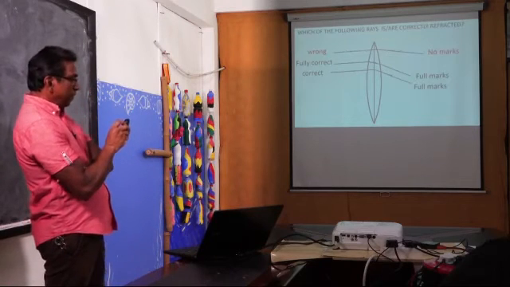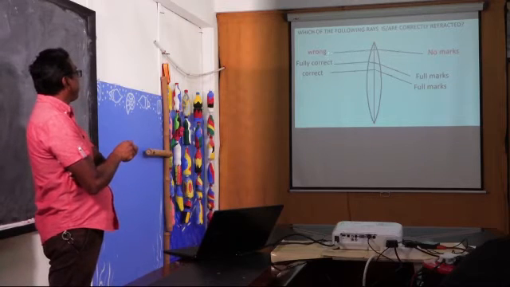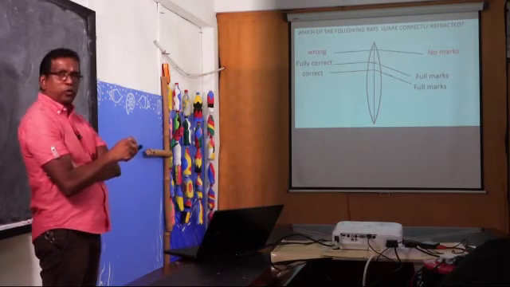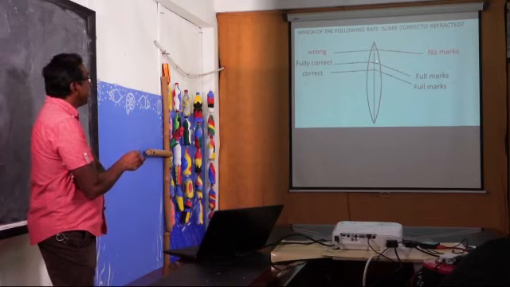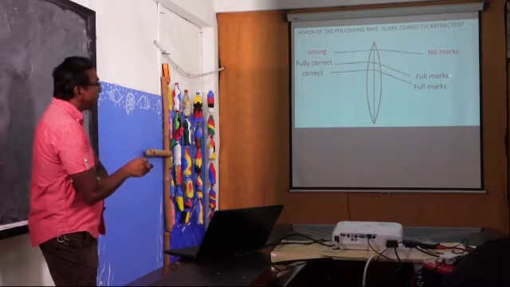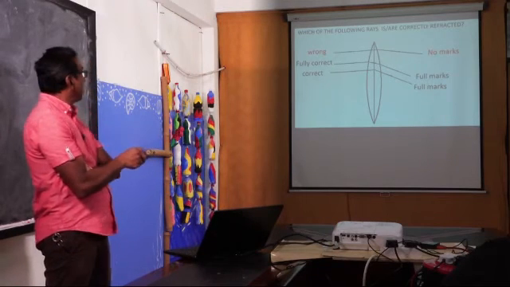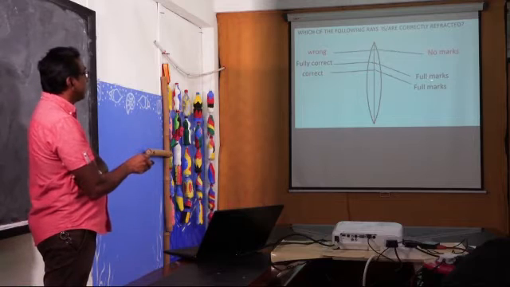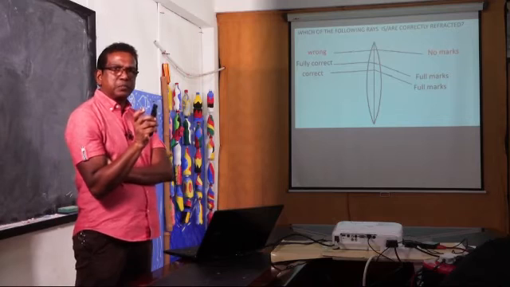Now, the first one is wrong. The second one is fully correct because as the ray enters a denser medium, it is refracted. When it leaves the medium, it is refracted again. You learned it earlier. It's a glass block. So this one is fully correct. Refracted, refracted. And you get full marks drawing rays like this in your exams.